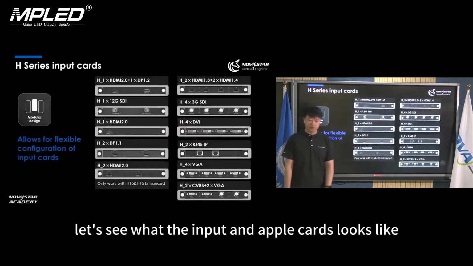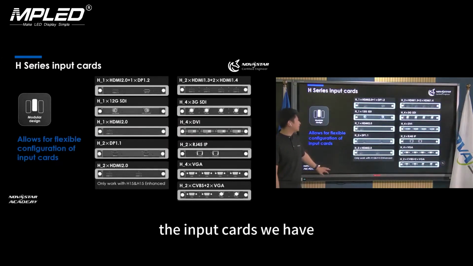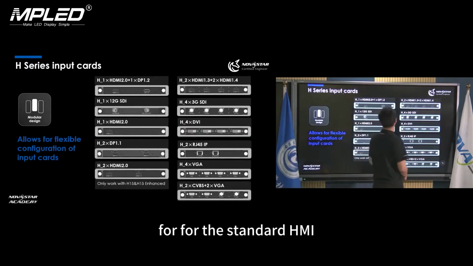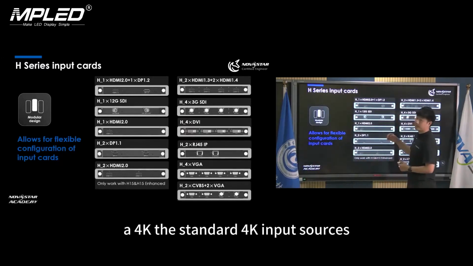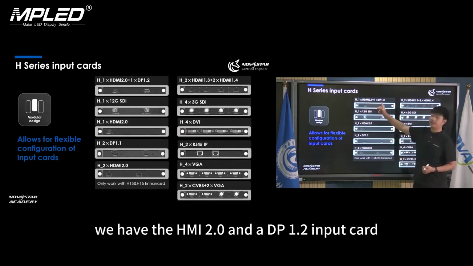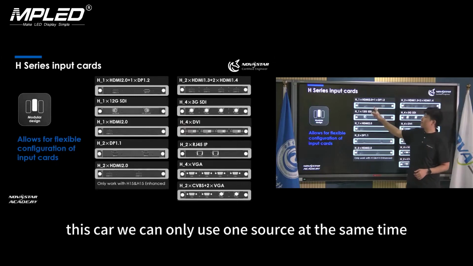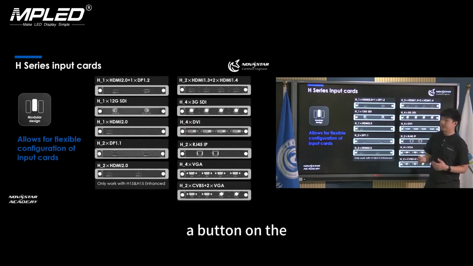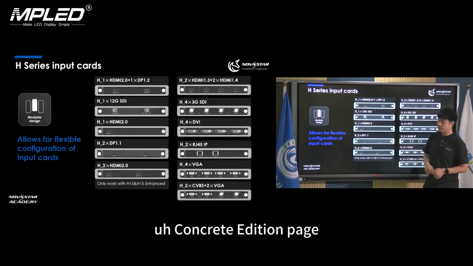And let's see what the input and output cards look like. This is all the input cards we have. For the standard 4K input sources, we have the HDMI 2.0 and DP 1.2 input card. But with this card, we can only use one source at the same time, so there's a switch button on the configuration page.